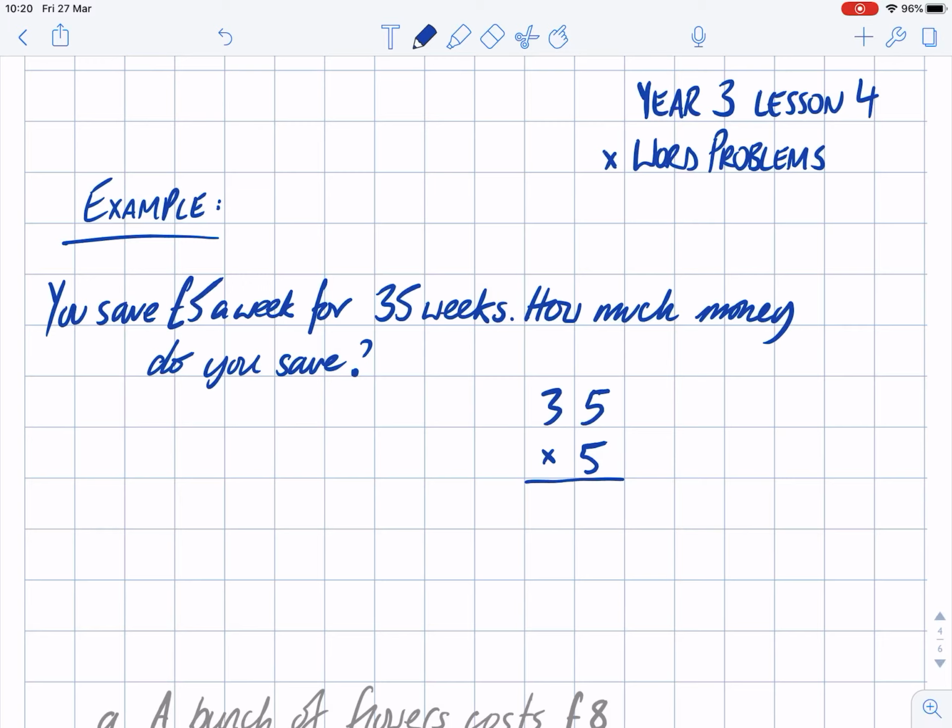Again, remember I'm starting at the bottom with my units. I'm going to multiply this bottom 5 by the 5 above it. And I'm going to go across and multiply the 5 by the 3 tens. So 5 multiplied by 5 is 25. 5 multiplied by 3 is 15. Add the 2 underneath, it's 17. So my answer is £175.